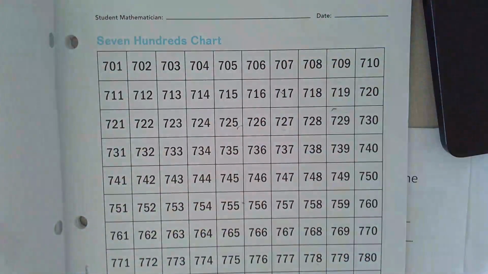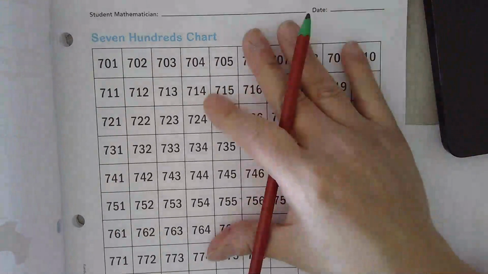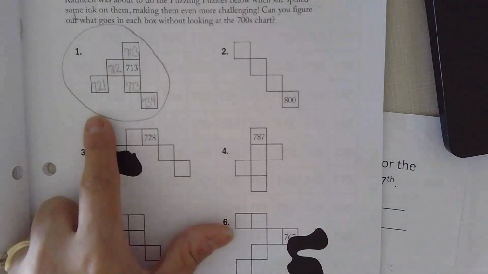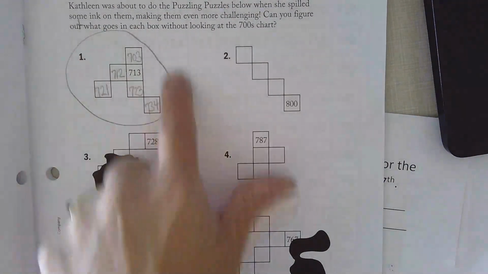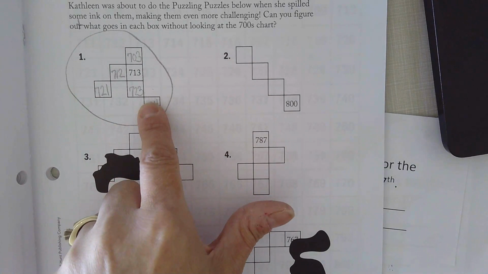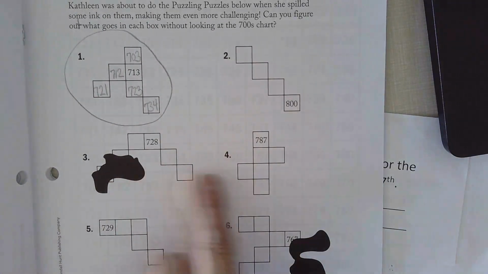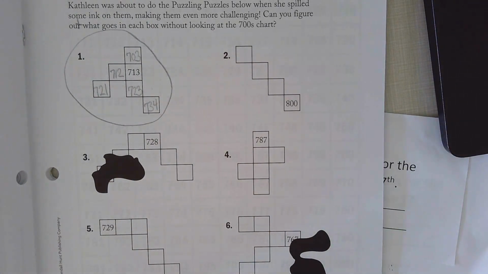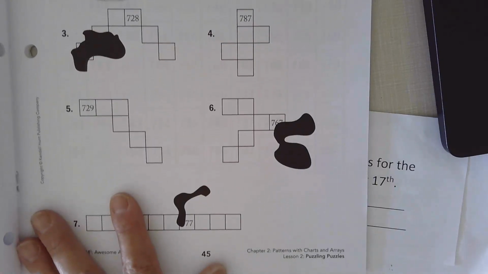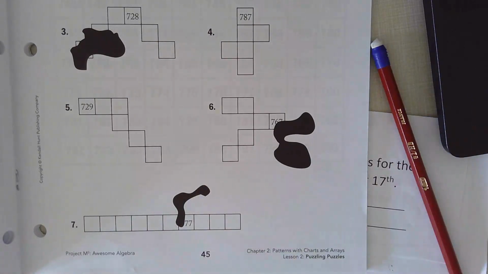chart. Now, remember, you're trying not to look at the 700s chart, but when you're finished, you can certainly go back and check your answers, but see if you can use some of those patterns and how I demonstrated number 1 to work with a friend to figure out 2, 3, 4, 5, 6, and 7. And then we will come back together to review all of those in a few minutes.